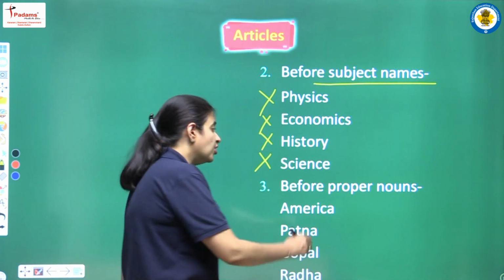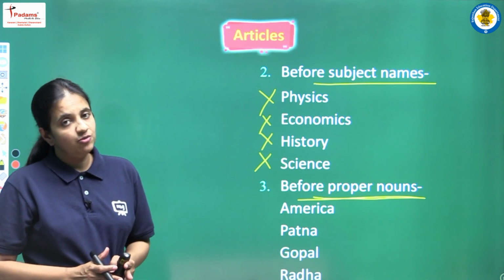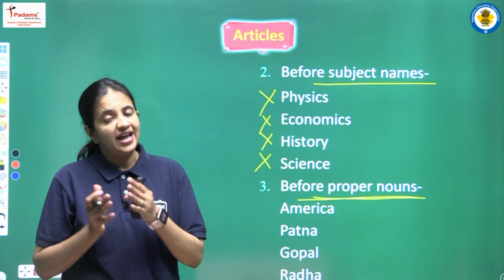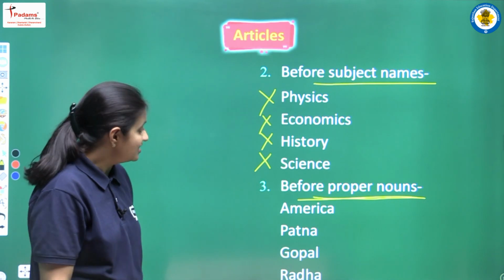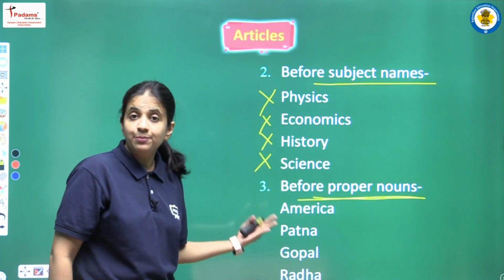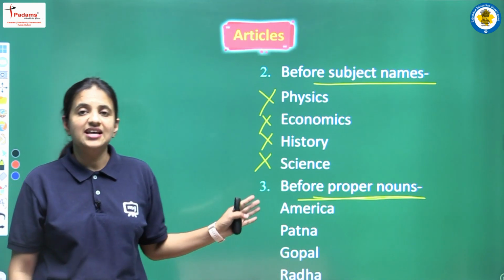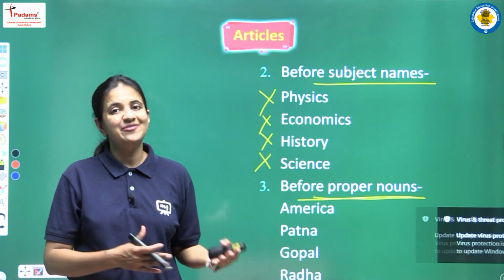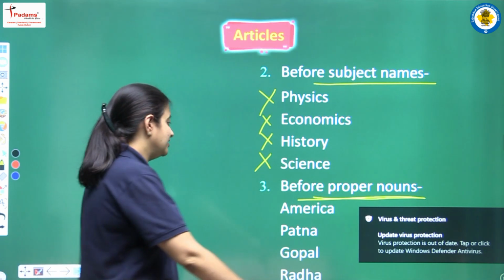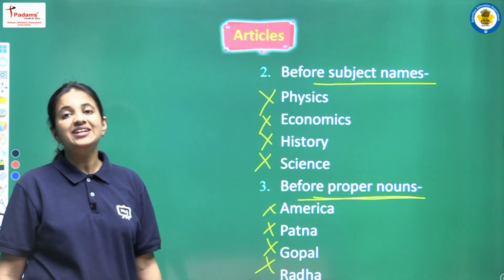Third point, before proper nouns. If we are having any proper noun, meaning the name of a person or the name of a place, then also we cannot use any articles. Like we are having America, we all know America, it's a country name. We are having Patna, Gopal, Radha. All these are examples of proper nouns. So if we are having any proper noun, then also we cannot write any article, and we have to put a cross mark before all the given proper nouns.